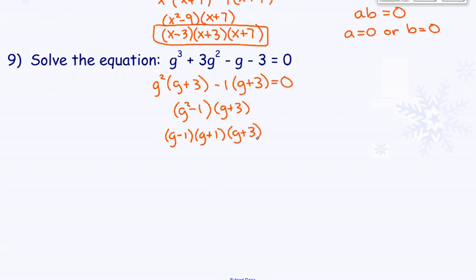And we have three factors that we can set equal to 0 and solve each one. Okay, so then we're going to solve each one. We get g equals 1, g equals -1, or g equals -3.